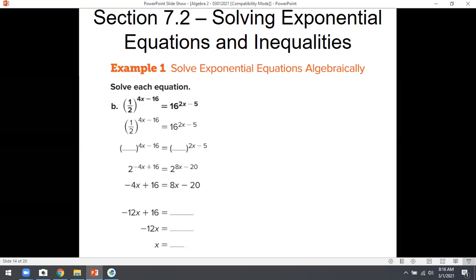So does anybody know 2 raised to some power is in fact 16? Does anybody know what it is? It's to the 4th. Very good. Yep. So I'm going to rewrite the 16 as 2 to the 4th. And don't forget that the 16 is still raised to the 2x minus 5. And that's what I mean by easy ones today. All these numbers will all be set up so that this will always be able to be done.